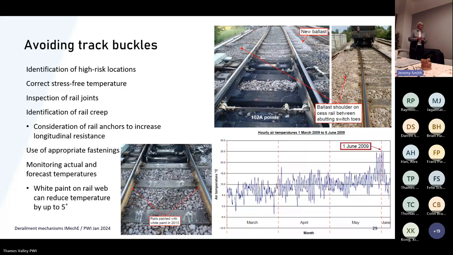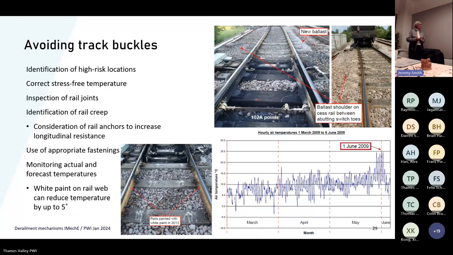As you will see there, it's quite common in Italy and other places, and it is done here to some extent, to paint the rail web white. That reflects the sunlight off and has an impact on how high the temperature goes. Something like 5 degrees has been quoted as a result of simply white paint on the web. And it works best if the track is running east-west, because then the sun from the south hits the side of the rail. It works less well on the north-south, because then it only gets the sun on the side of the rail morning and evening when it's not quite as strong.